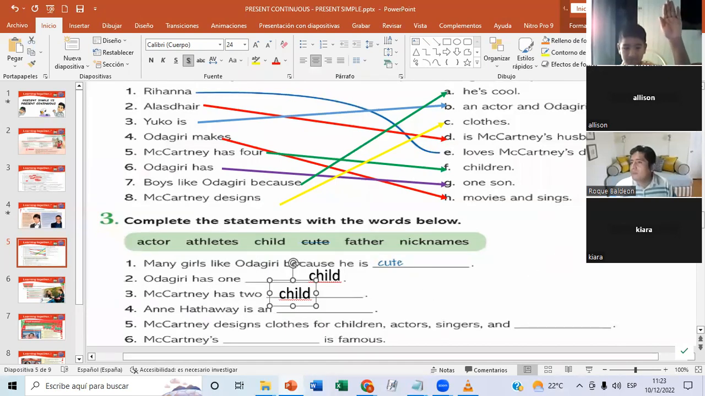Vamos. McCartney has two. A ver, por acá veo Alison. A ver, Alison, tell me. McCartney has two. Actor, athlete, child, father, nicknames. McCartney has two.